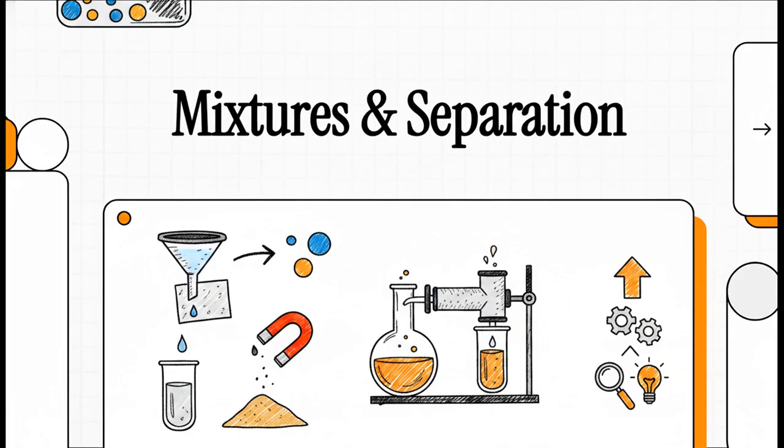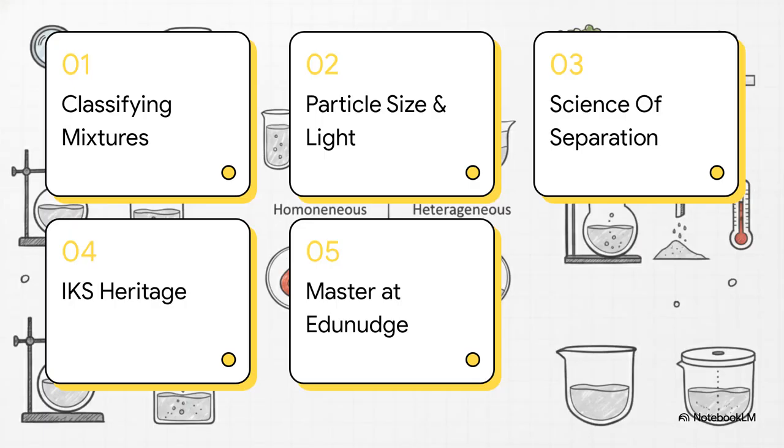Let's dive right in. Real quick, here is our roadmap for today. First, we'll be classifying types of mixtures. Second, we'll look at particle size and light. Third, we're diving into the science of separation. Fourth, we'll explore our incredible Indian knowledge systems heritage.